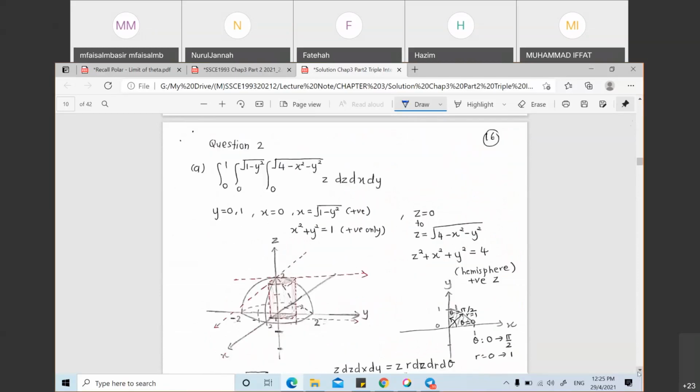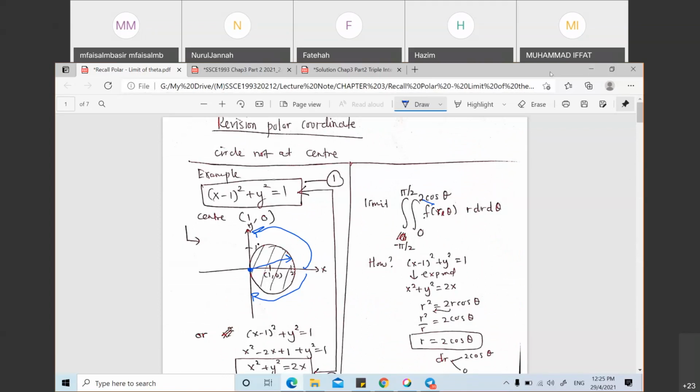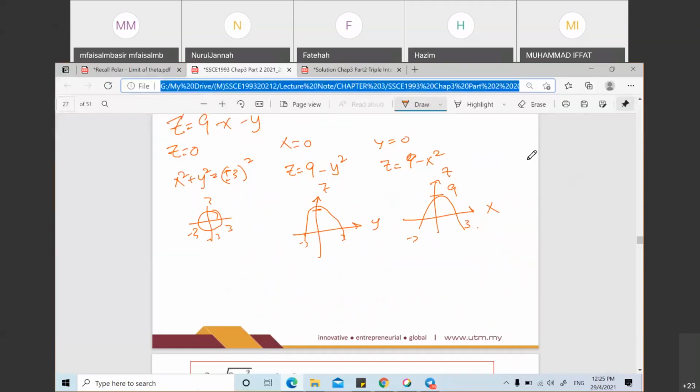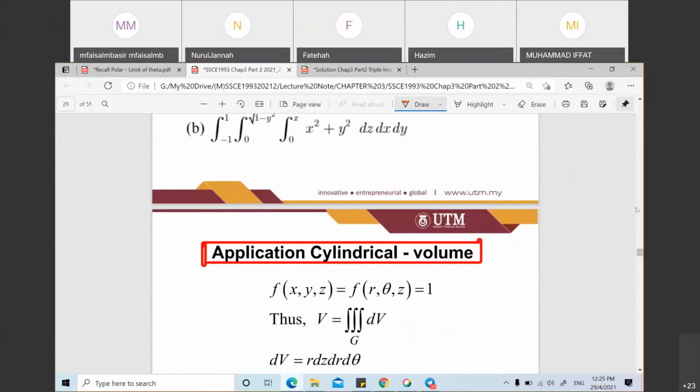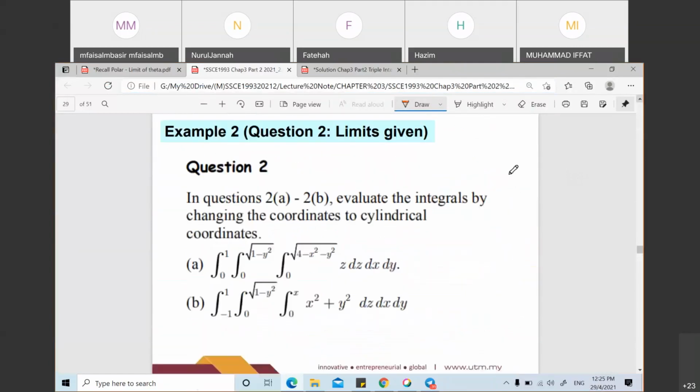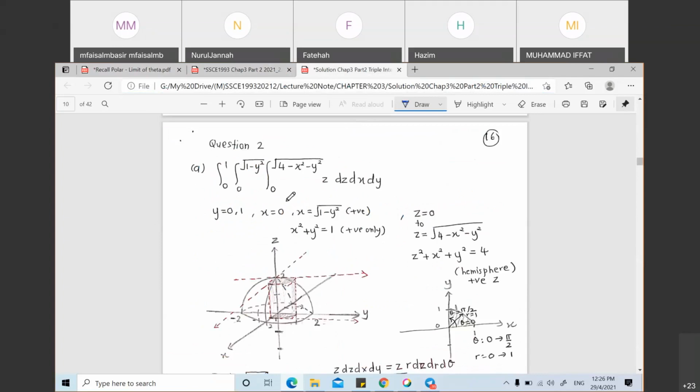Okay, question 2. See, what do we have here? Okay, the limits are given. Actually, you can do it directly without cylindrical coordinates, but it is hard because the region is like a circle or ellipse or parabola, so you can use cylindrical for convenience. So for question 2a, you have it like this.